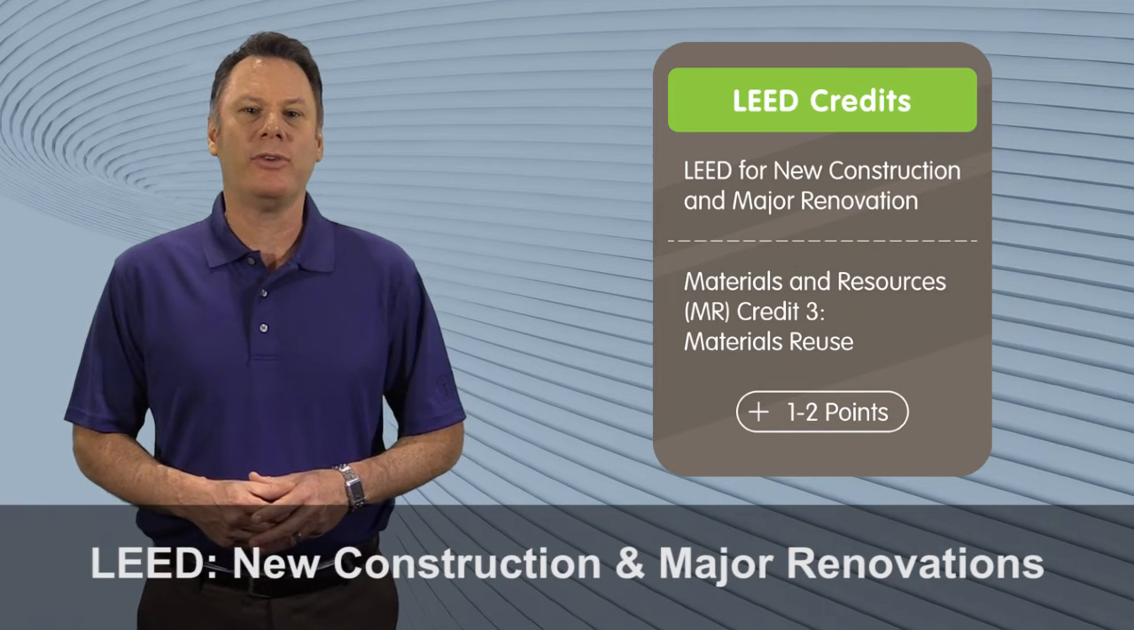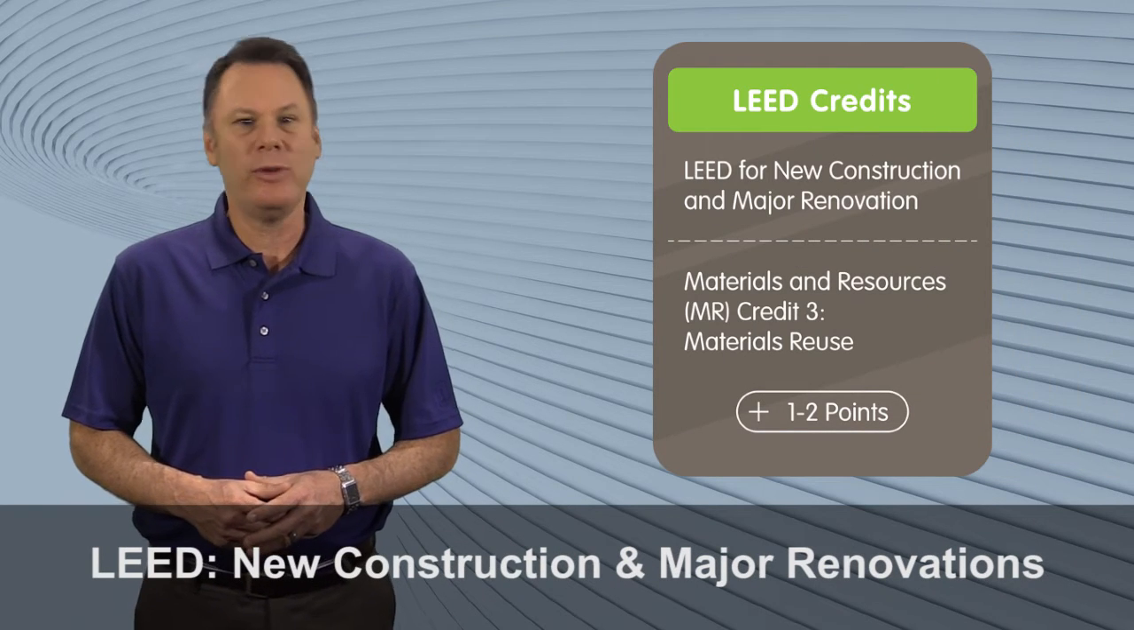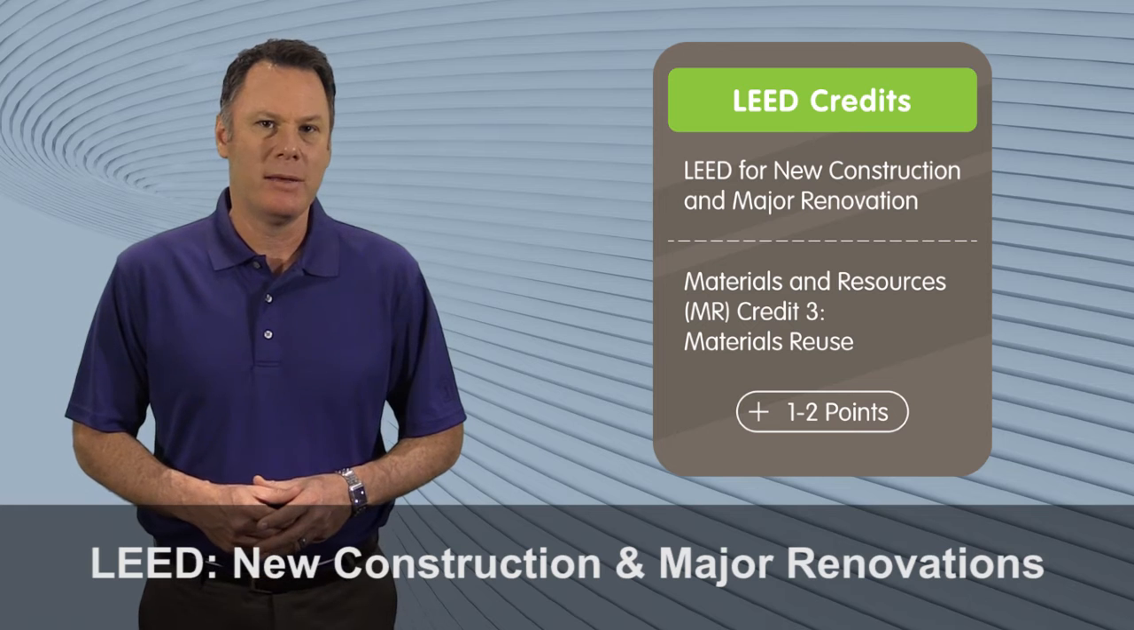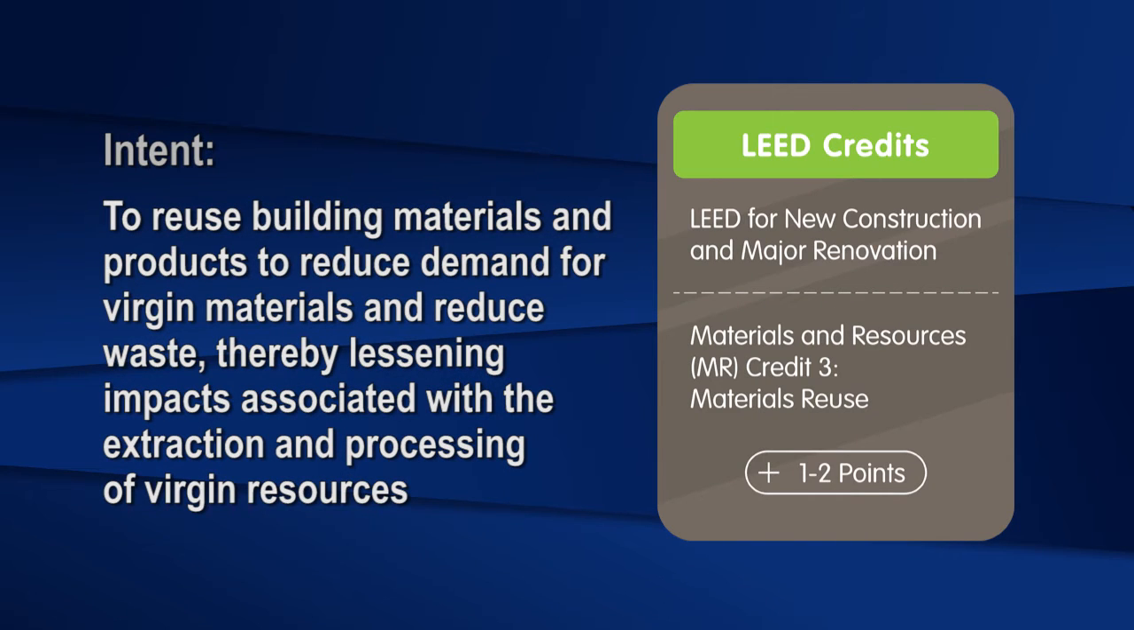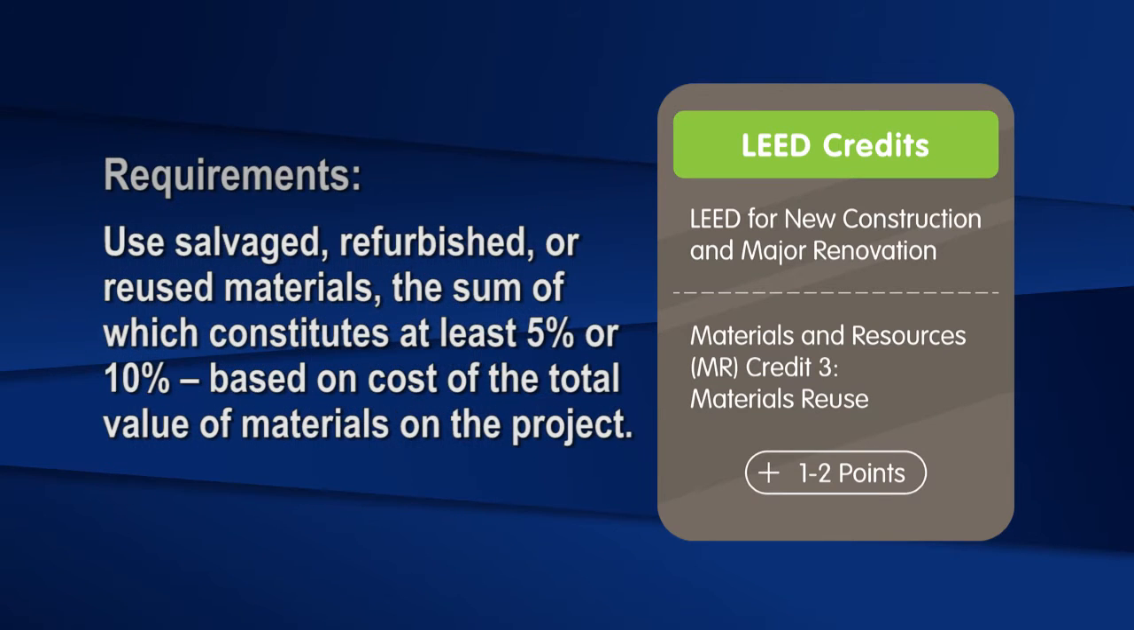LEED for new construction and major renovations, Materials and Resources, MR Credit 3, Materials Reuse, intent: to reuse building materials and products to reduce demand for virgin materials and reduce waste, thereby lessening impacts associated with the extraction and processing of virgin resources. Requirements: use salvaged, refurbished, or reused materials, the sum of which constitutes at least 5 or 10% based on cost of the total value of materials on the project.